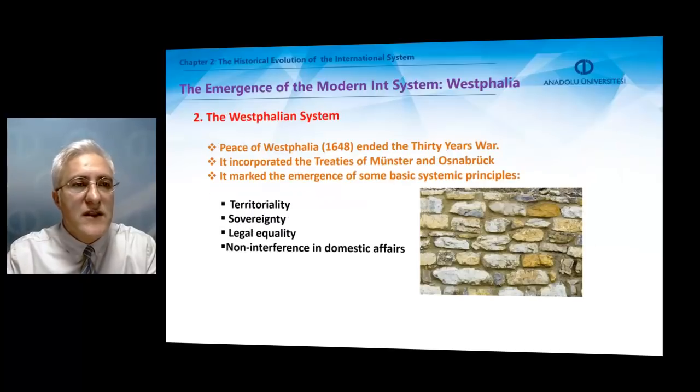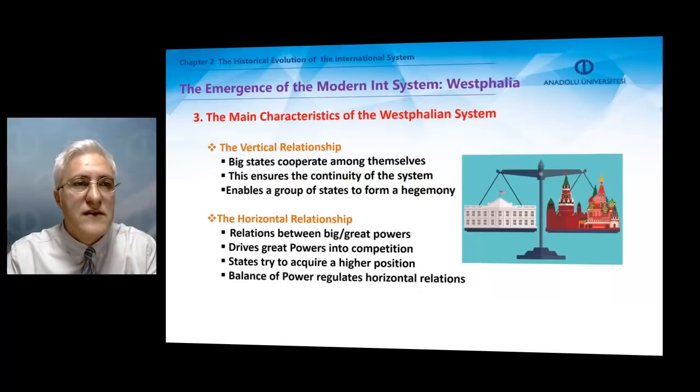Then the book talks about the Westphalian System. In fact, the Peace of Westphalia, signed in 1648, ended the 30 Years' War, and it marked the emergence of some basic systemic principles such as territoriality, sovereignty, legal equality, and non-interference in domestic affairs.